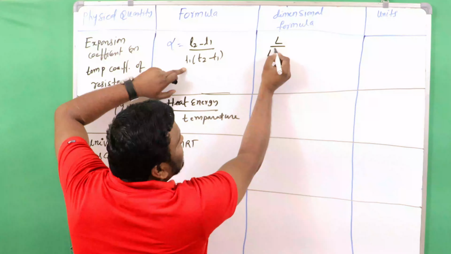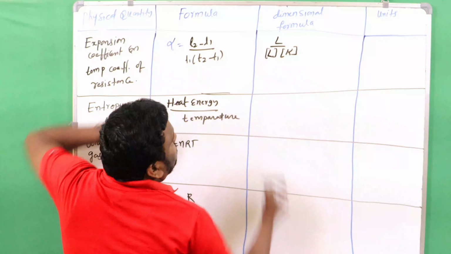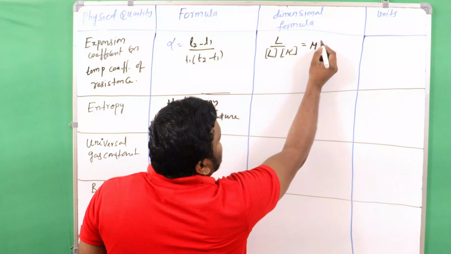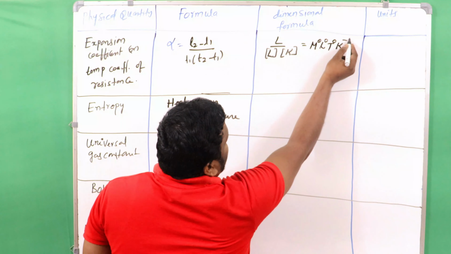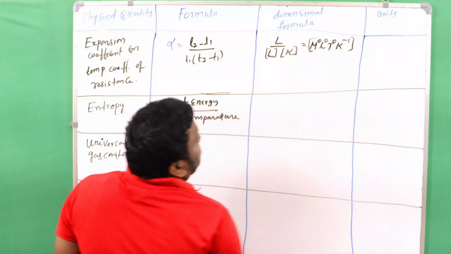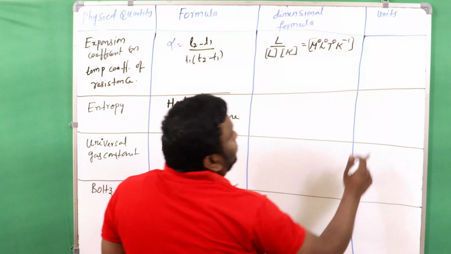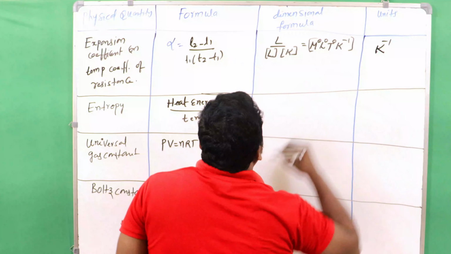For L1 also length L, and T2 minus T1 is K, temperature. Then what you get here is simply M to the power 0, L to the power 0, T to the power 0, and K inverse 1. Clear? That is the dimension formula of expansion coefficient. And obviously here the unit is Kelvin inverse.